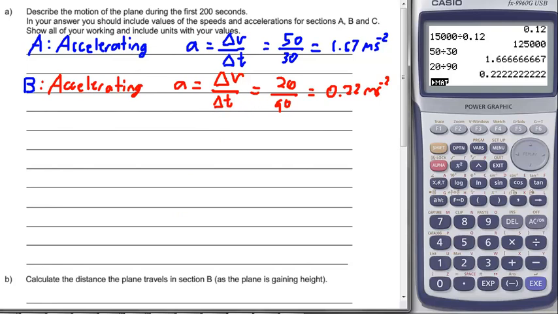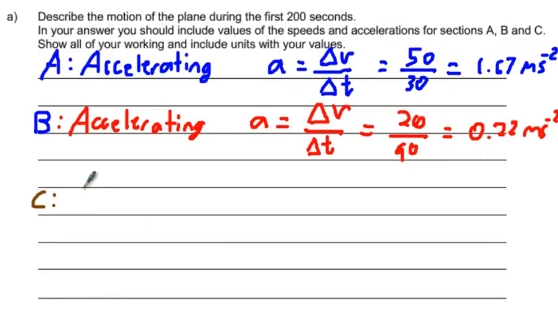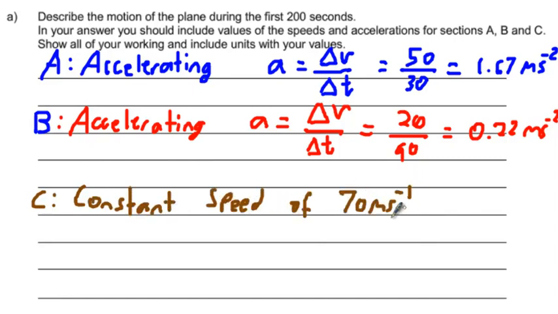And finally, part C. Its velocity started off at 70 meters per second, and after 200 seconds it's still doing 70 meters per second. So the speed hasn't changed, and so it can't be accelerating, and we call that a constant speed of 70 meters per second.